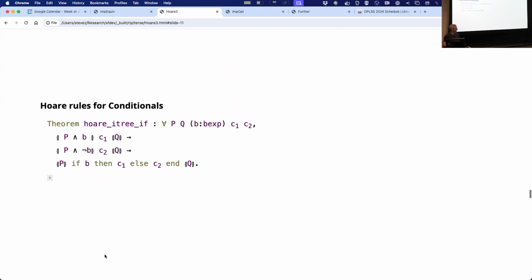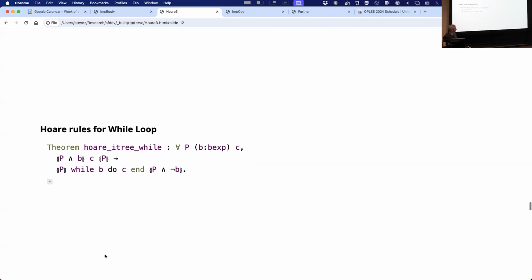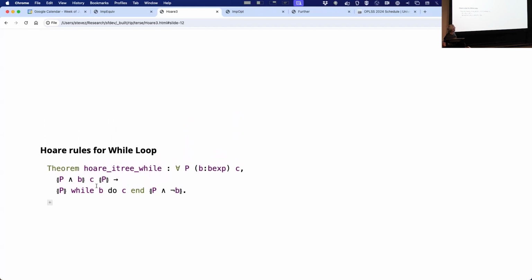And here's the classic if rule where we have the true branch and the false branch, and we conjoin the fact that we learned that B is true as a precondition for C1, and not B must hold for C2, and so on. And we can also prove the classic while rule. So if P here acts as a kind of loop invariant, if that's preserved across the body of the loop, assuming that the Boolean guard is true, well, then we know that P will hold after the loop if it terminates, and moreover, we'll know that B is false. So these are just very standard textbook rules.